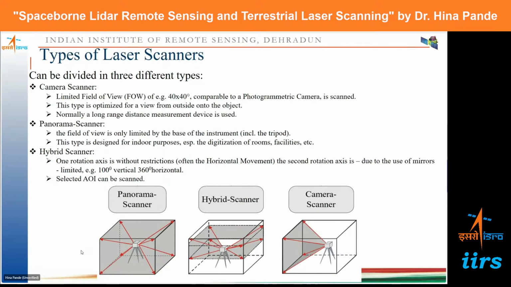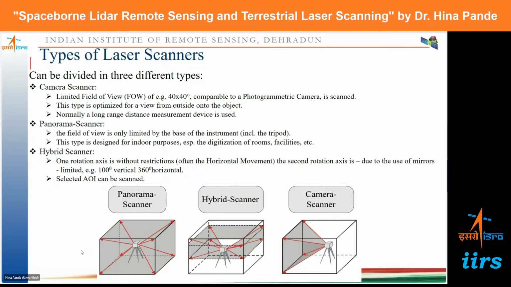Now, the kinds of laser scanners can be divided into three different types. They can be either a camera-based scanner, a panorama scanner, or a hybrid scanner. So the camera scanner has a limited field of view, for example about 40 by 40 degrees. It is comparable to a photographic camera. This type of scanner is optimized for taking the object from the outside.